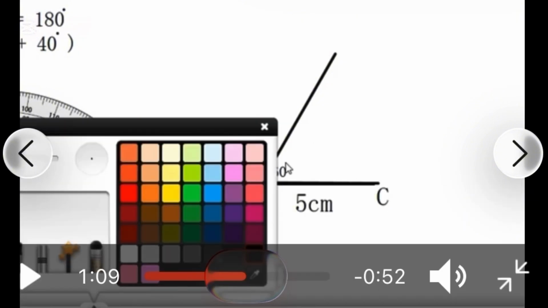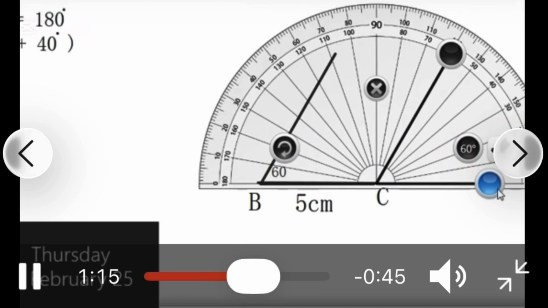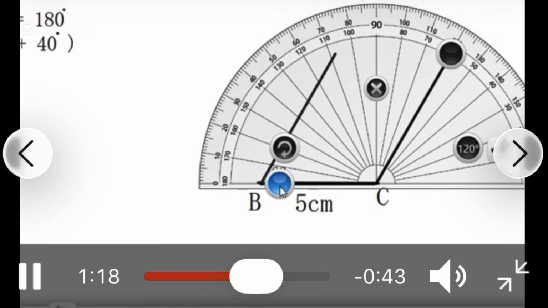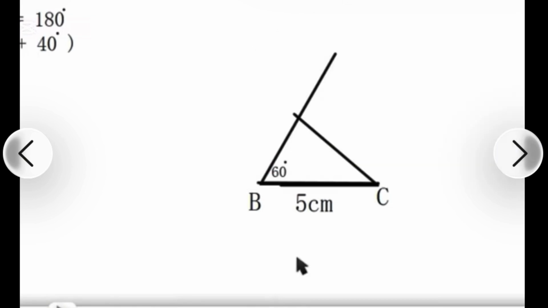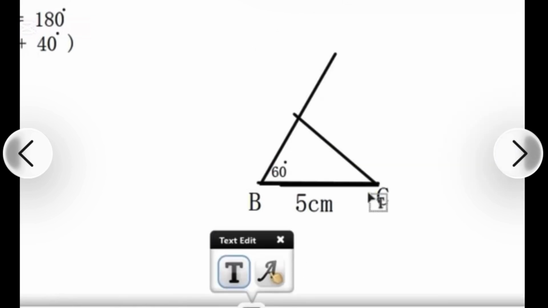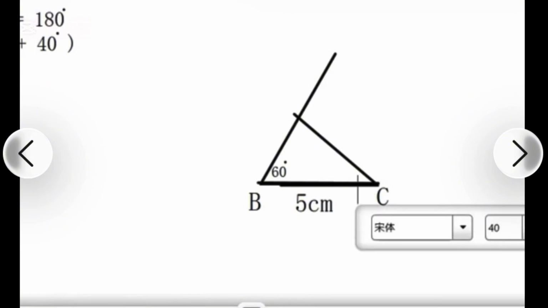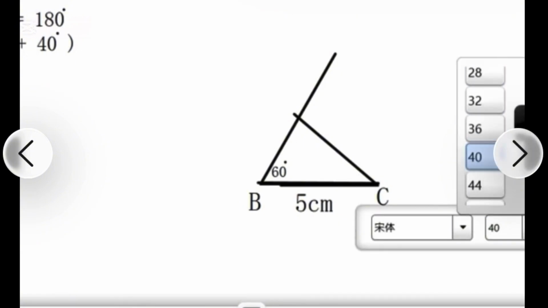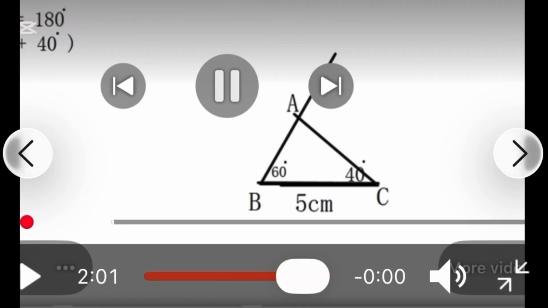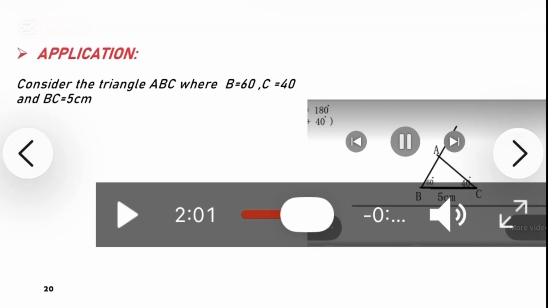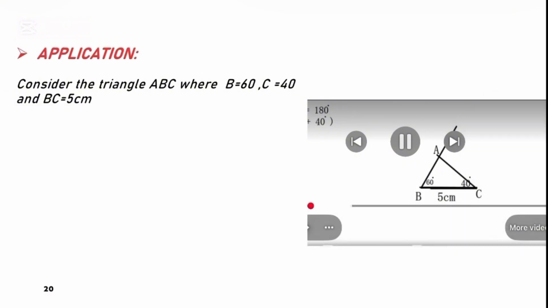Now I move the protractor to vertex C. I mark the angle 40 degrees. I draw a line from the point to C. The two lines, or the two sides, intersect at point A. So I name the point of intersection A, and this is the triangle ABC.